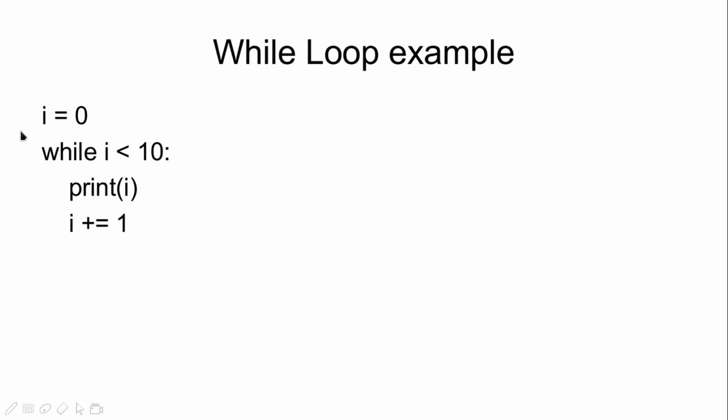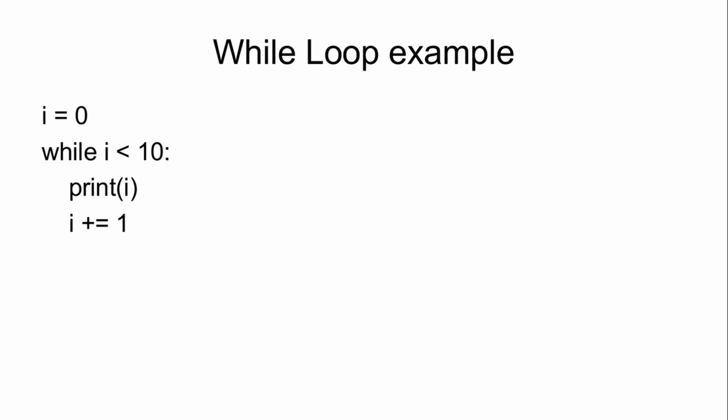While executes the instructions in the body until a condition is not met. So while checks this condition, it will execute the body until this condition is not true. For example, i will be assigned 0, while i less than 10. So let's ask ourselves, is i less than 10? Yes. So this body will execute.